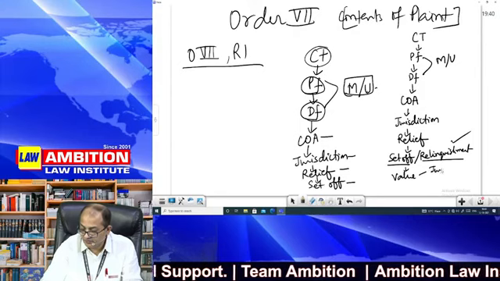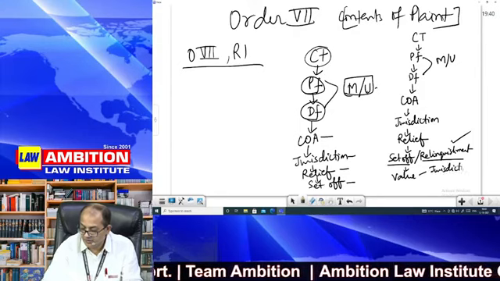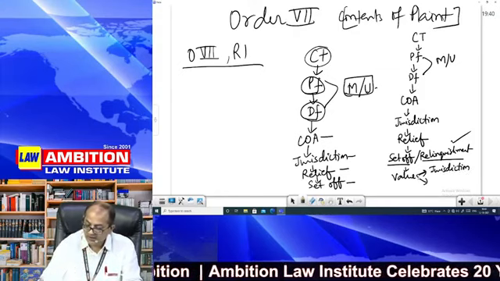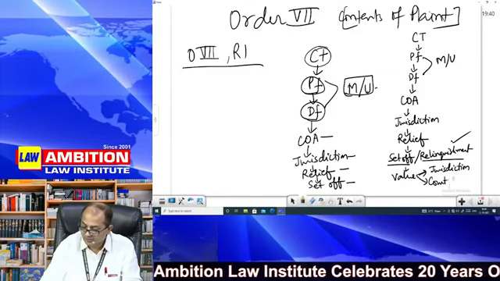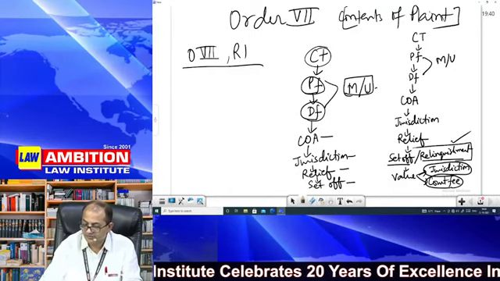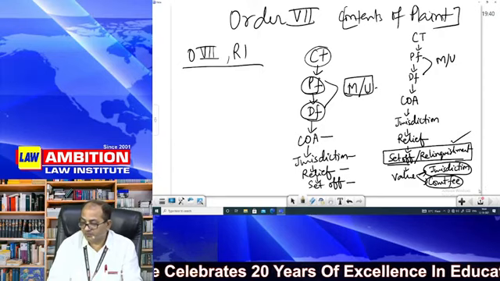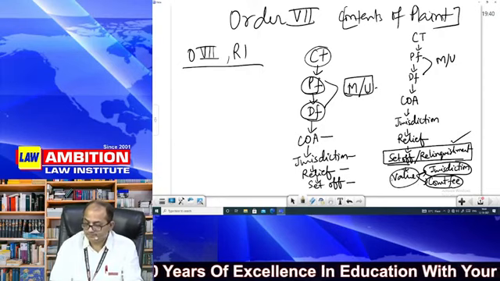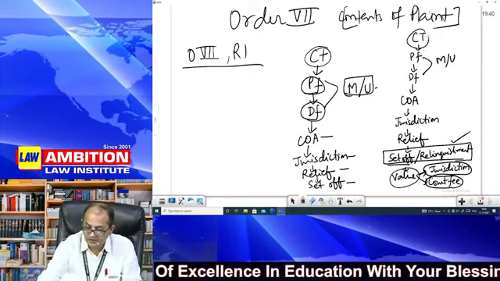Valuation for jurisdiction, because pecuniary jurisdiction will be decided on this basis. Pecuniary means money related jurisdiction. And court fees also. This is a civil suit, so court fee has to be paid. This is not a criminal suit, it is not a public wrong, so court fee is required. So these are the contents of plaint.